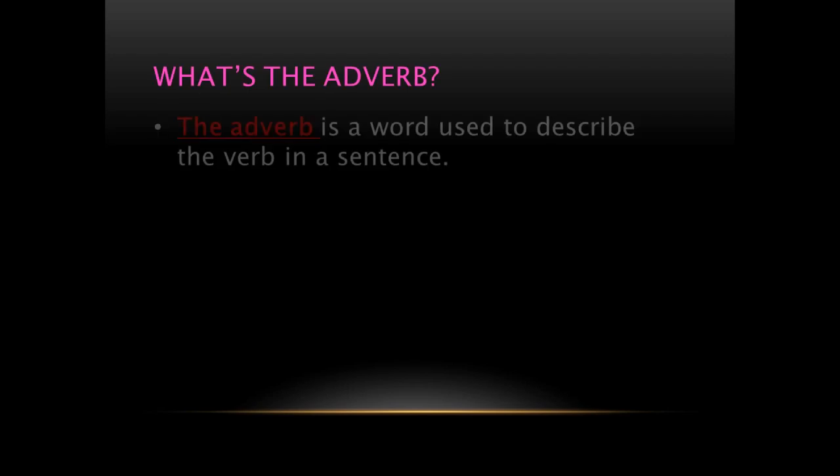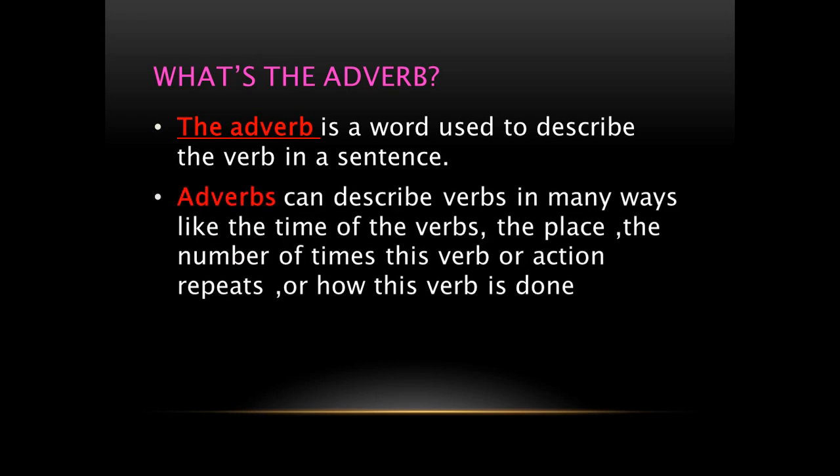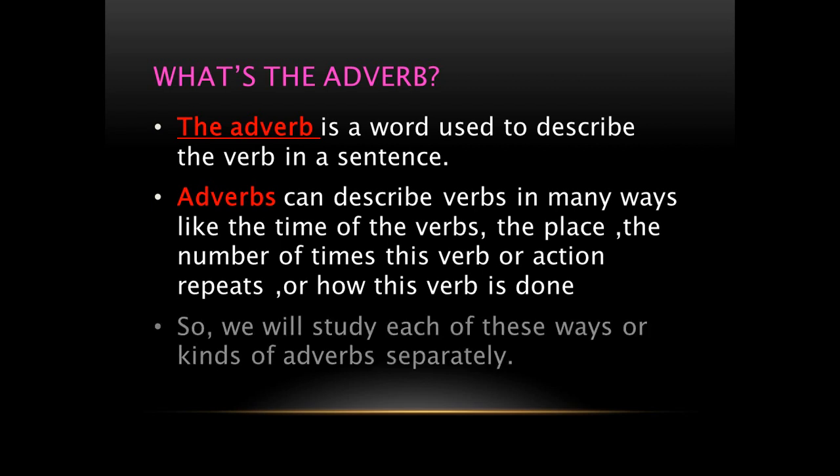First, what's the adverb? The adverb is a word used to describe the verb in a sentence. And we said the verb is a word that expresses the action. So the adverb is a word used to describe the verb. Adverbs can describe verbs in many ways, like the time of the verb, the place, the number of times this verb or action repeats, or how this verb is done. So we will study each of these ways or kinds of adverbs separately.